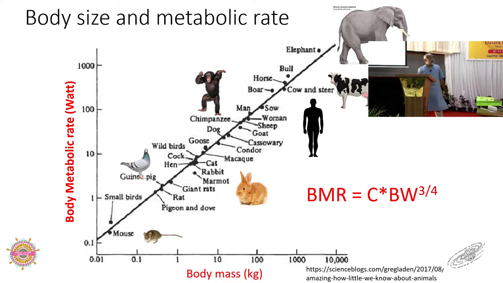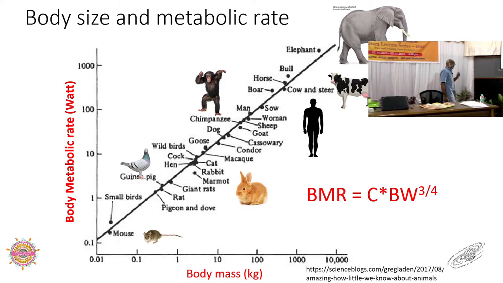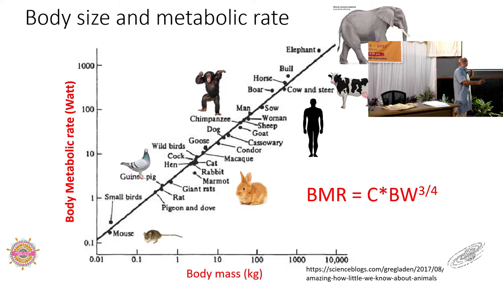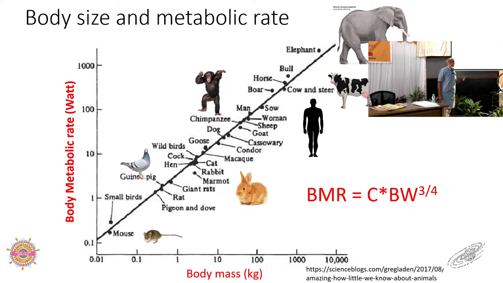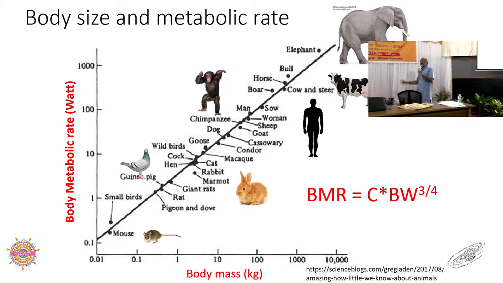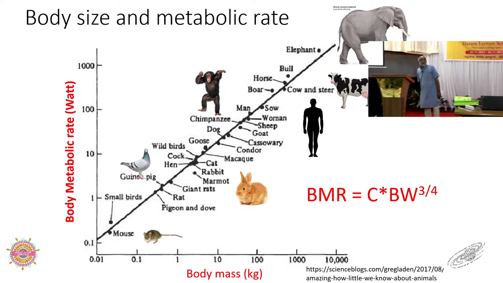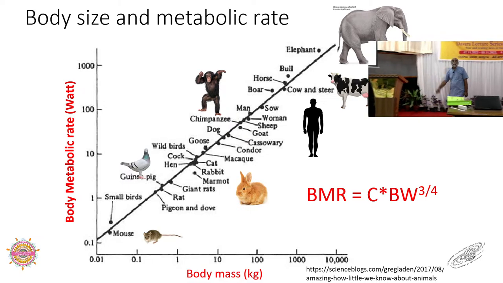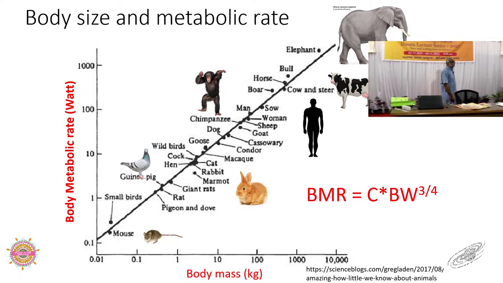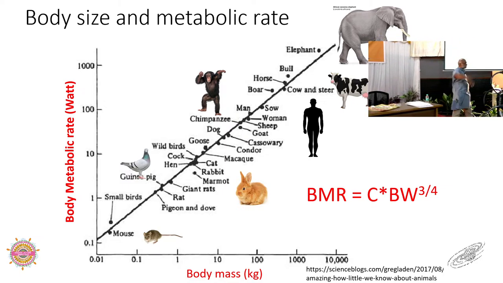However, observe carefully one thing. The x-axis here is on the log and the y-axis here is also on the log. If you actually measure the weight of the body and the metabolic rate without converting them into the log, this is not a linear relation, it is something else. What is that? That is given by this equation: metabolic rate is equal to a constant into body weight to the power 3 by 4. What is the value of 3 by 4?